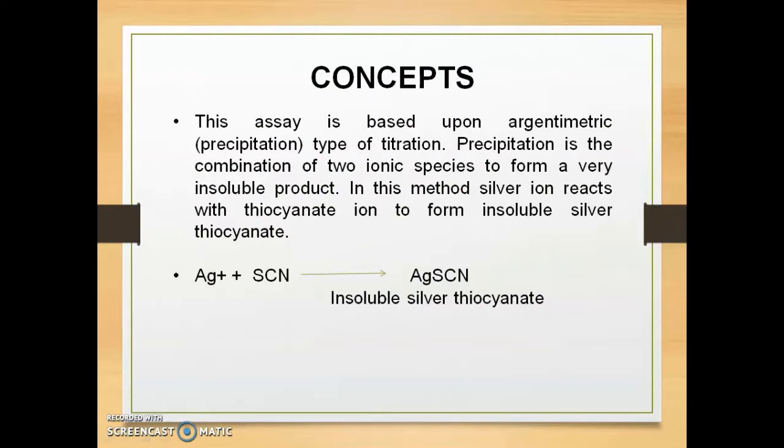Concept: this assay is based upon argentimetric type of titration. Precipitation is the combination of two ionic species to form a very insoluble product. In this method, silver ions react with thiocyanate ions to form insoluble silver thiocyanate.